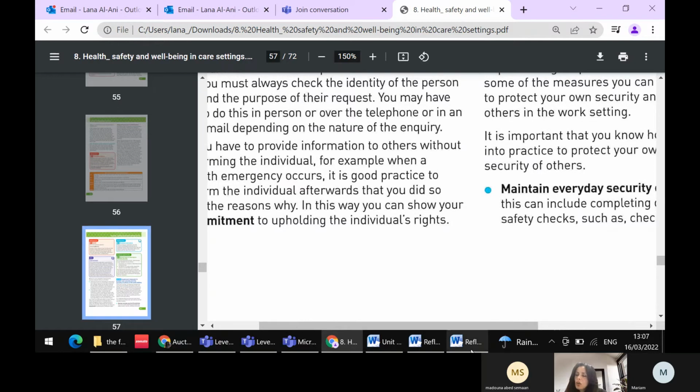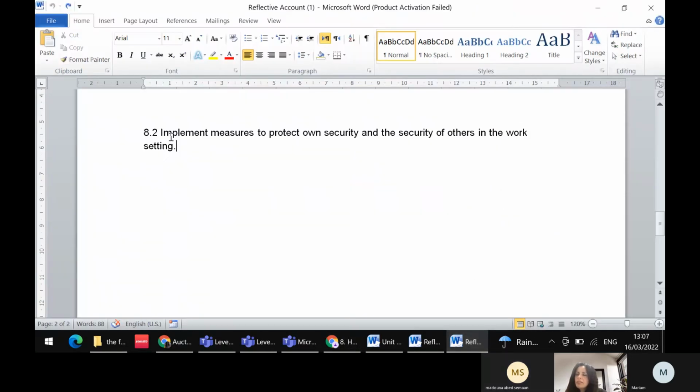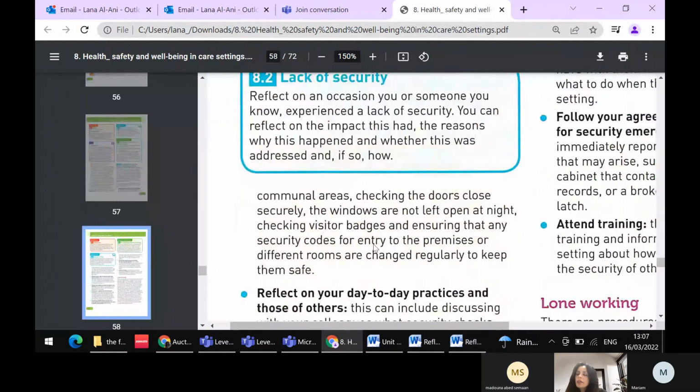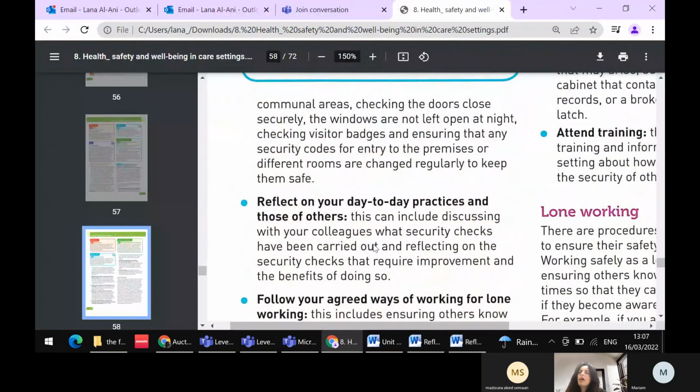You see here when it says implement measures to protect own, that means it's all about you. So you say, in the care setting where I work, I always make sure I use security measures. I always check if the doors are locked. I always check with the visitors when they arrive: who are they, what's their name? I take an identity card and ask for consent from my client.